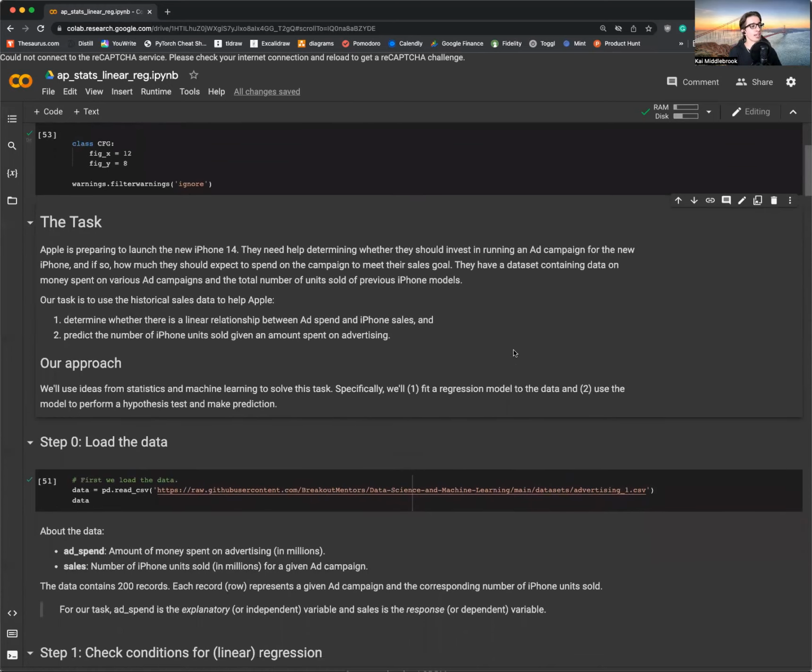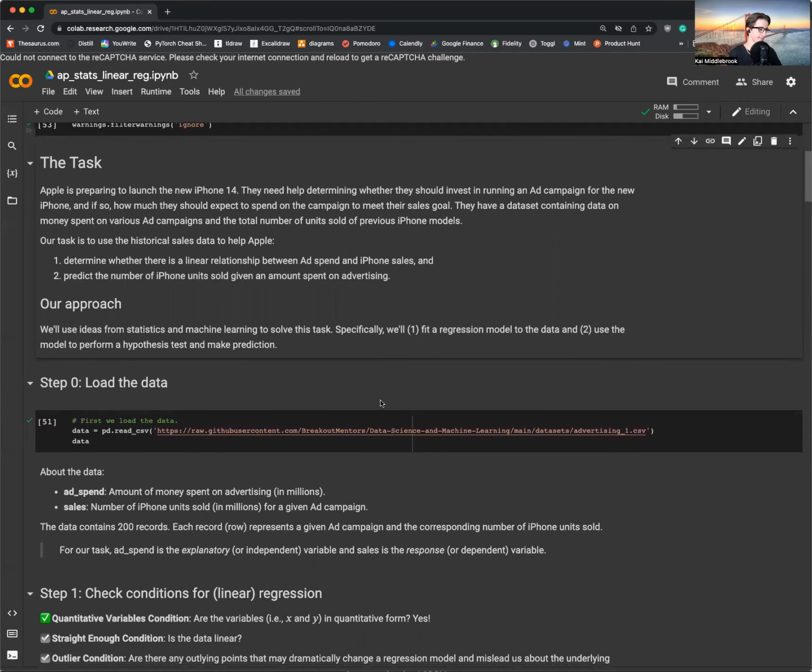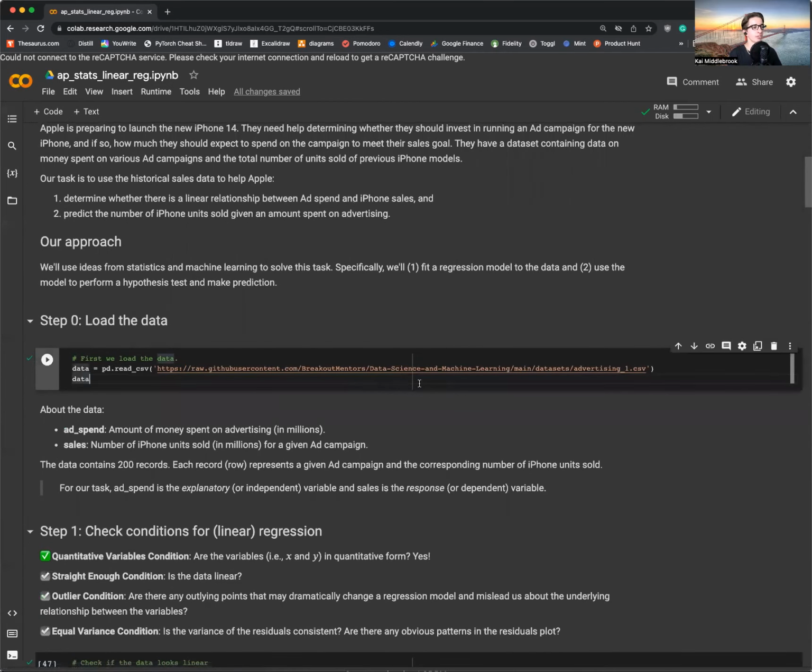So our task is to use the historical sales data that Apple has given us to determine whether there is a linear relationship between ad spend and iPhone sales, and then to predict the number of iPhone units that they will sell given the amount they want to spend on advertising. So the approach we're going to take is to fit a regression model to the data, and then use the model to perform a hypothesis test and make predictions. All right. So the first step in any linear regression is to load the data.